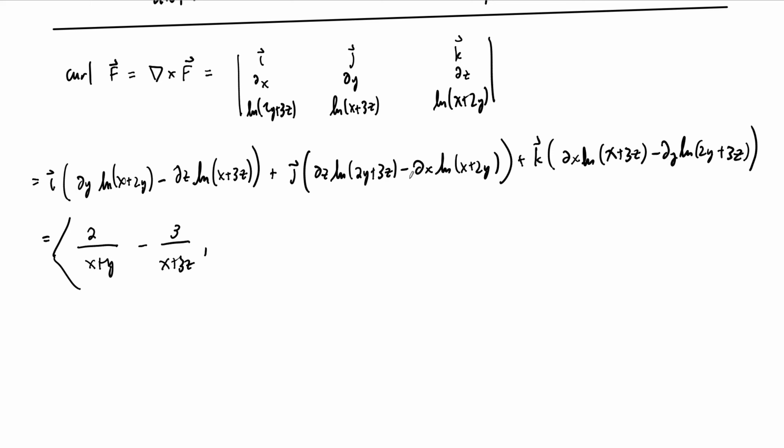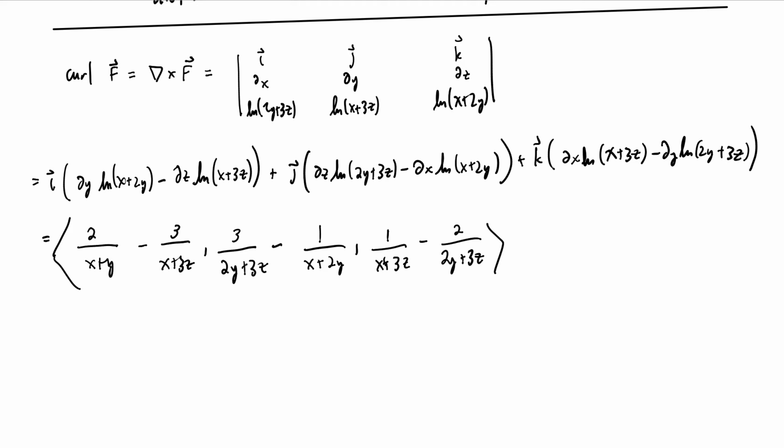The z derivative in the j component. Notice I already flipped the order here, so there's no minus sign here. If you're just copying down a formula, there might be a minus sign here. But here we have the z component is going to be 3 over 2y plus 3z minus, this is then going to be the x derivative, so 1 over x plus 2y. Okay, and then in the last component we have the x derivative here, so that's 1 over x plus 3z minus the y derivative of this one, which is 2 over 2y plus 3z.